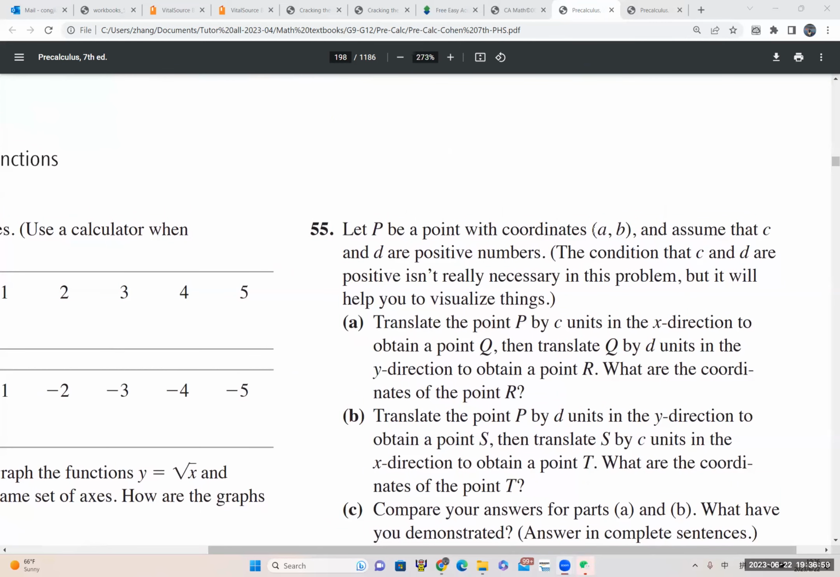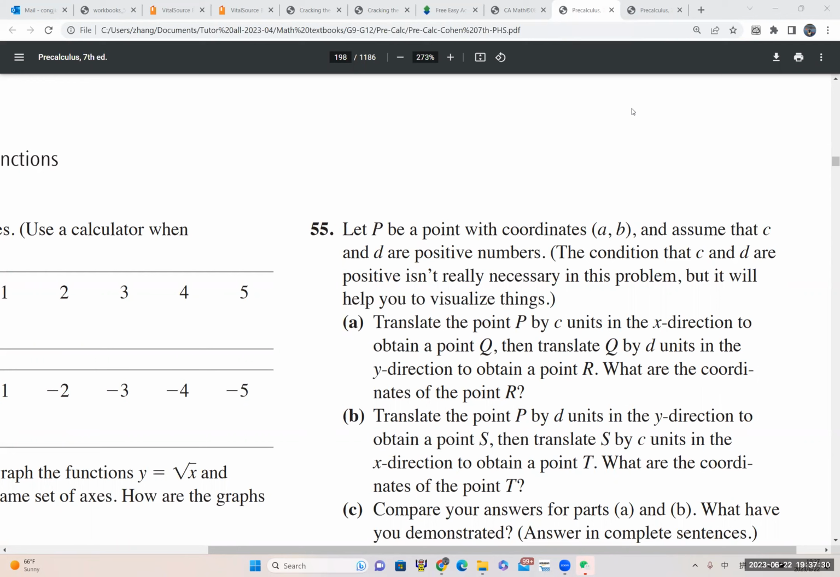Let P be a point with coordinates. Assume that C and D are positive numbers. The condition that C and D are positive isn't really necessary either. How do I show this? Translate the point P by C units in the x direction to obtain Q. Then translate Q by D units in the y direction to obtain R. What are the coordinates of the point R?